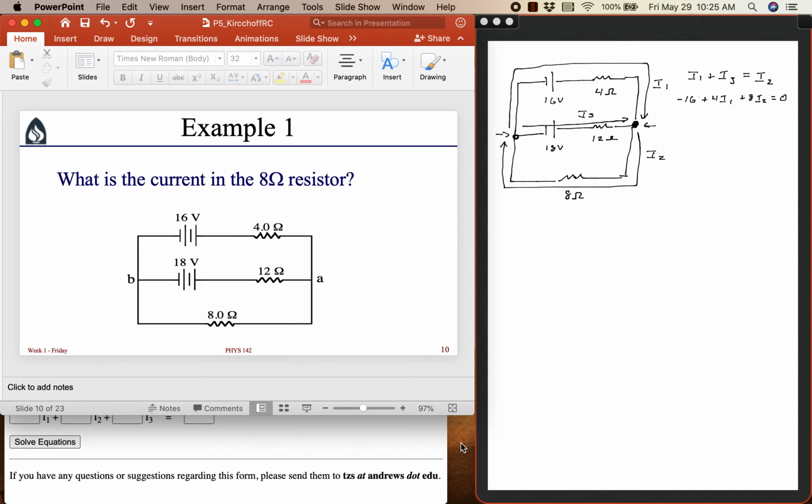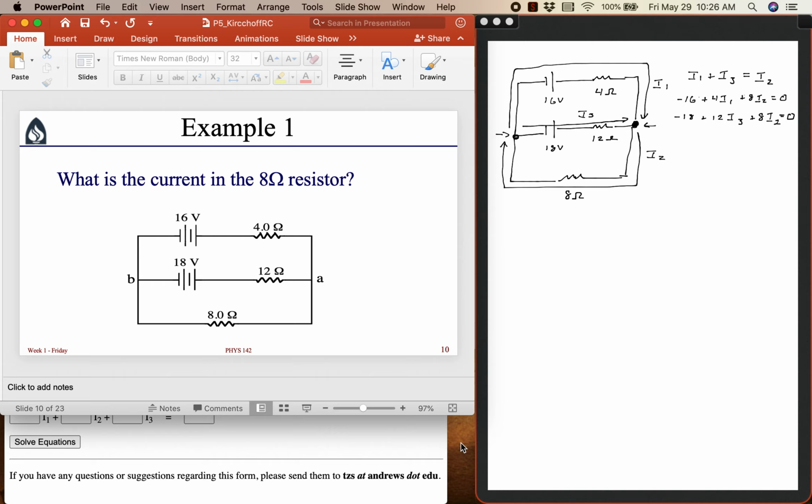Next, I need another loop rule equation, so let's go through the lower loop. So if I do that, starting here, I first hit the negative terminal of the 18-volt battery, so I write down minus 18. And then I go through the 12 ohm resistor with the current, so that's plus 12I3. And then I go through the 8 ohm resistor with the current. So that's plus 8I2. And now I'm back to my starting point, so the sum of those voltage differences is equal to 0.